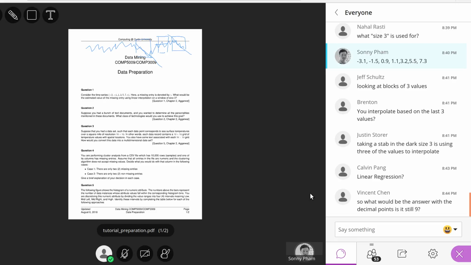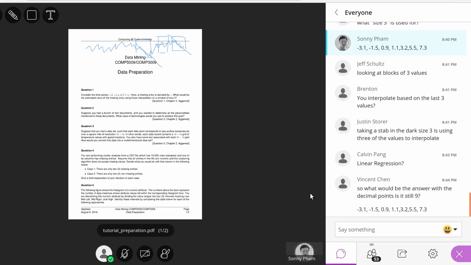So what would be the answer if the decimal point is still 9? Okay, so if we have different values, then no, it's not 9 anymore. Unfortunately, it's not 9 anymore. It would just depend on what scheme you use.